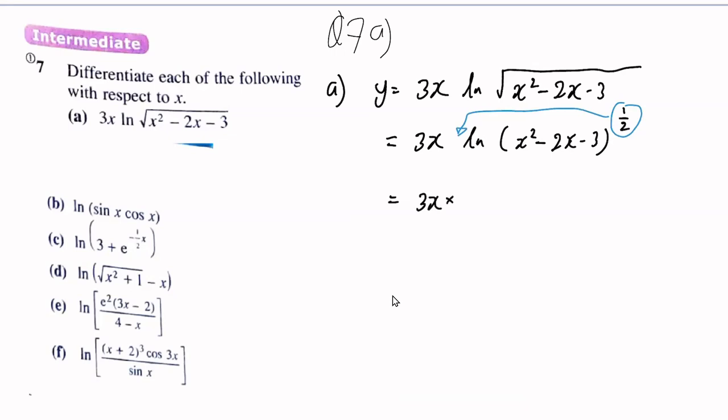So would this be equal to 3x times half ln of this guy, then power minus 1? Correct? Bring down the old power minus 1 to get the new. Yes? Wrong.